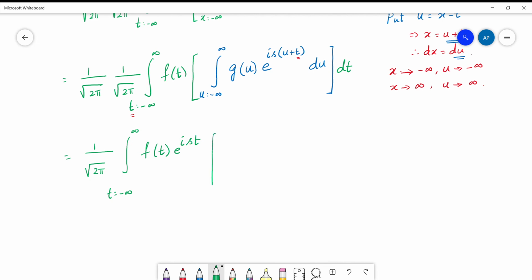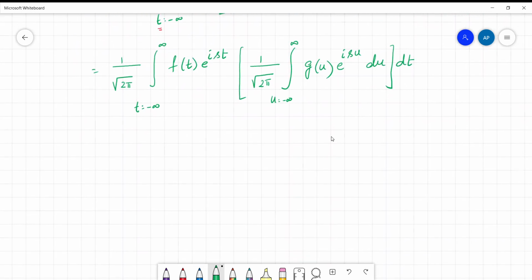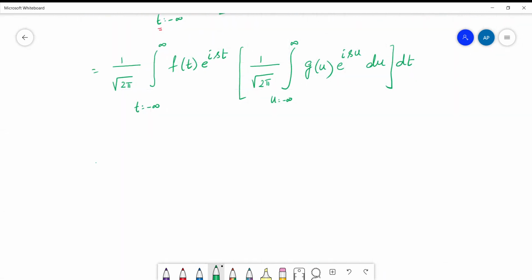And then what is remaining there? Again, let me put a bracket. I take that constant inside, 1 by root 2 pi integral u varying from minus infinity to infinity g of u. I have removed this term, so this is not there anymore. So what is left there? e power isu alone, du, and outside you have dt. Now you see, this is a separate integral, that's a separate integral. You can now rewrite this as a product of two integrals.